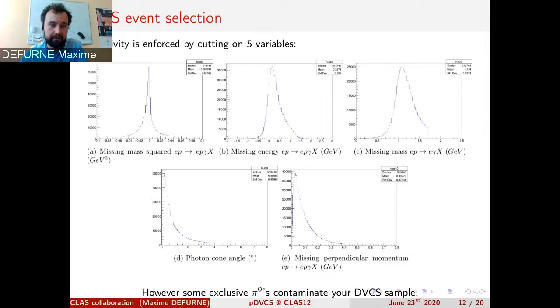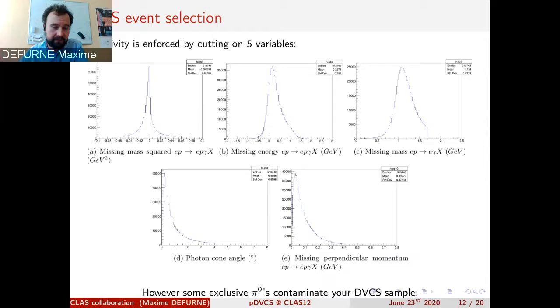So you look also at the missing energy, and the missing energy must also be close to 0. But you can also look at the missing mass of ep gives eγX, for which in that case you miss the proton and you want to have a missing mass that is centered at the mass of the proton.